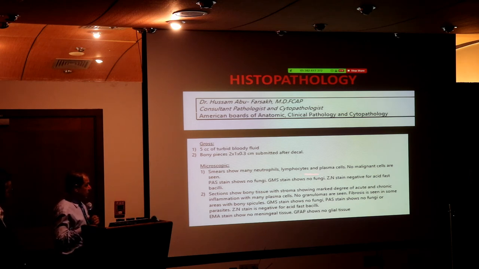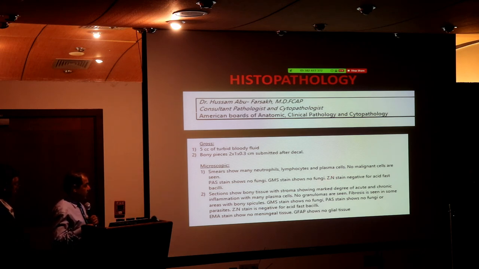a panel of stains, which should at least include PAS stain, just to enlighten people who are not used to this. We use it to stain for fungi, but it also stains for parasites. GMS stain is another stain for fungi, and most of the time we use both, because not all fungi stain with both. Ziehl-Neelsen stain, we use for acid fast bacilli.